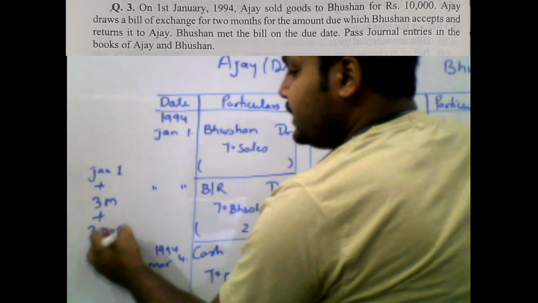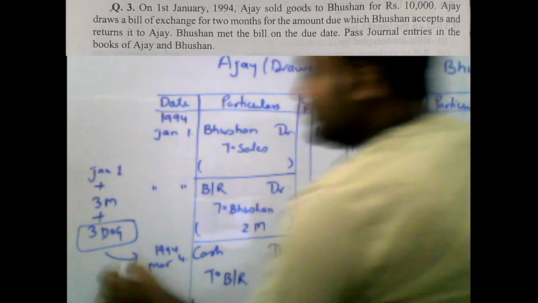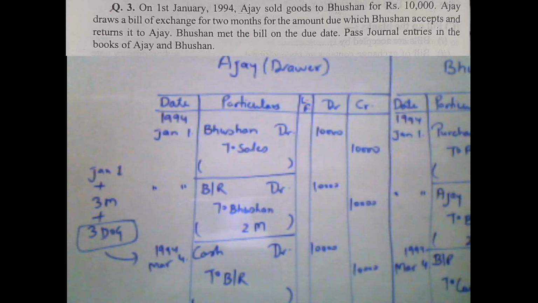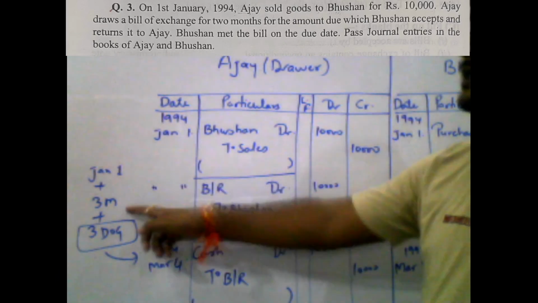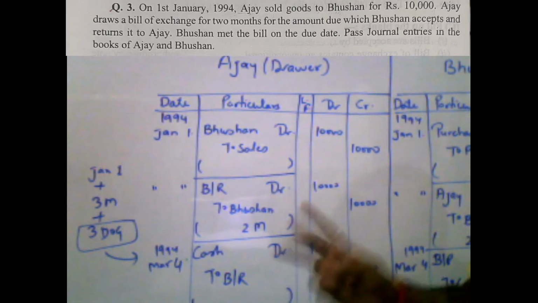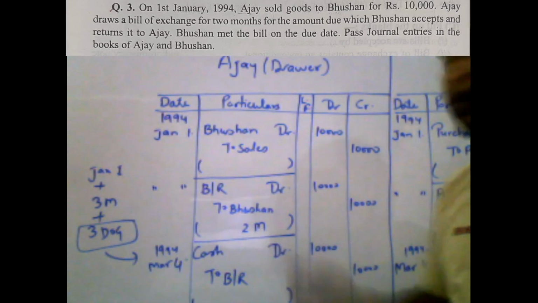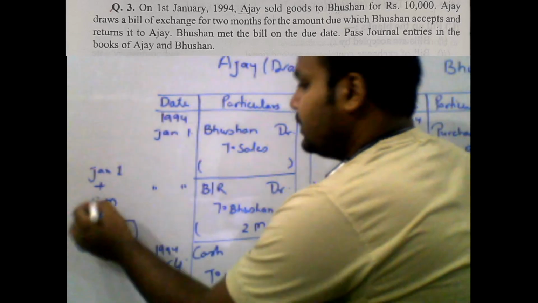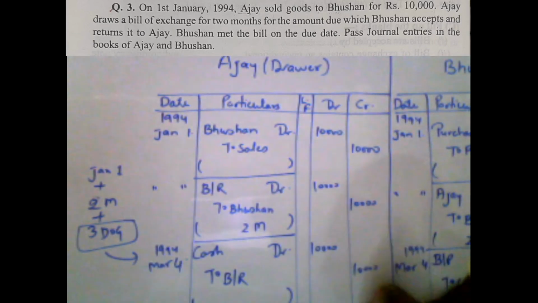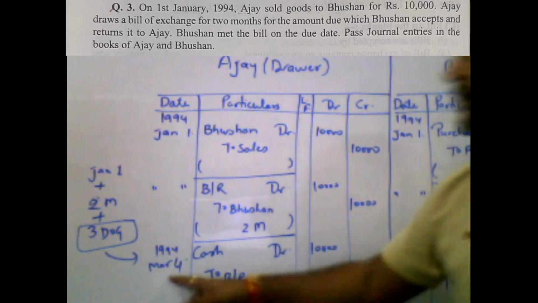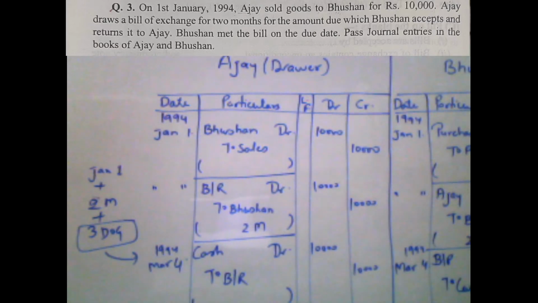And what is the 3 days of grace? You know very well, according to the Negotiable Instruments Act, you get 3 days extra. So according to the calculation, you can see that for 2 months, January 1 plus 2 months will be February 1, March 1, plus 3 days. That is, when you add 3 days to March 1, what will come? That is March 4. So the payment of the bill is on March 4.